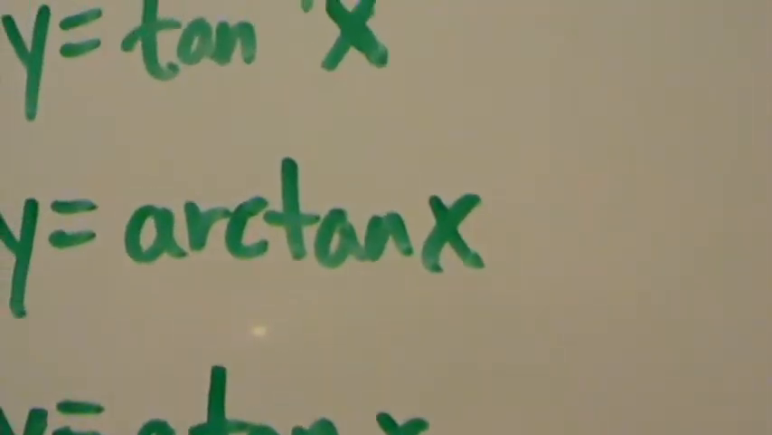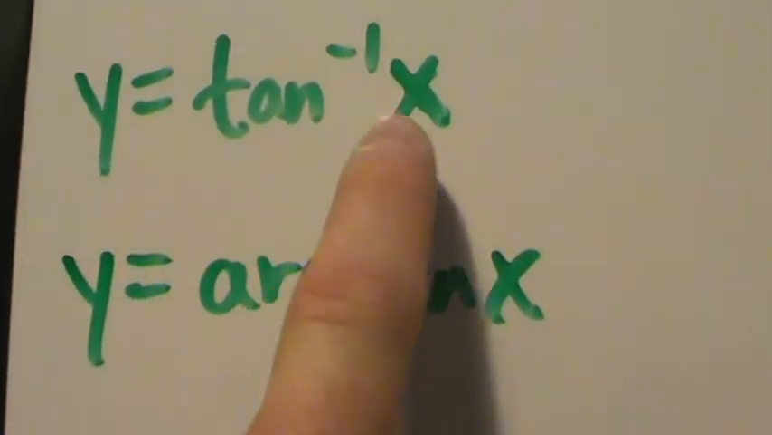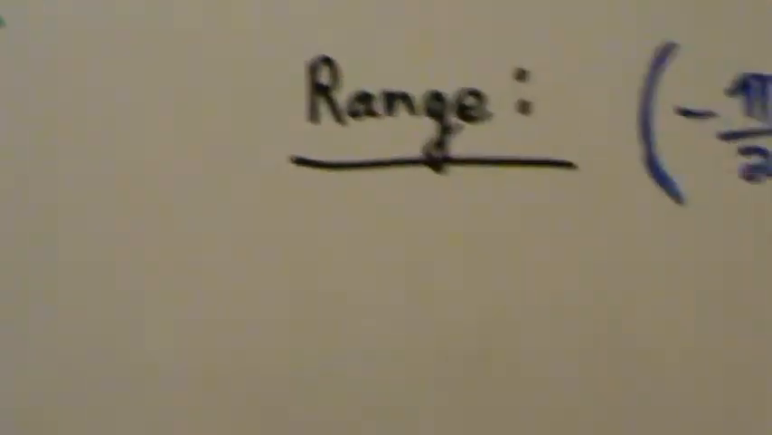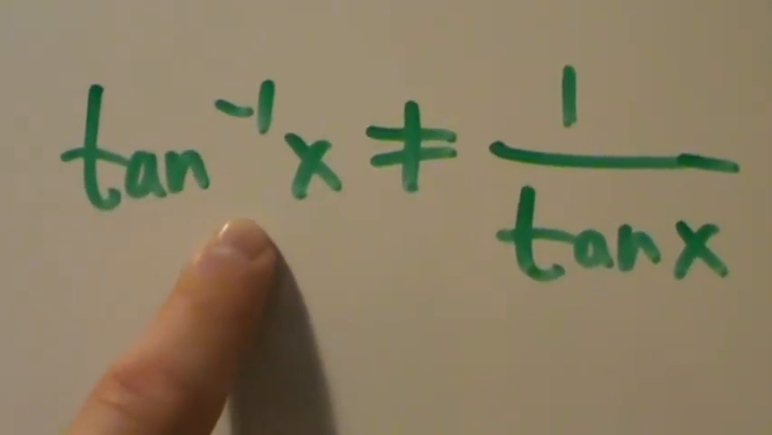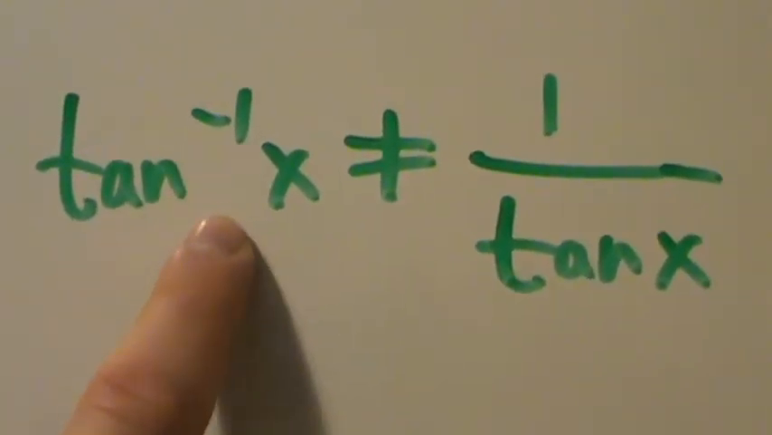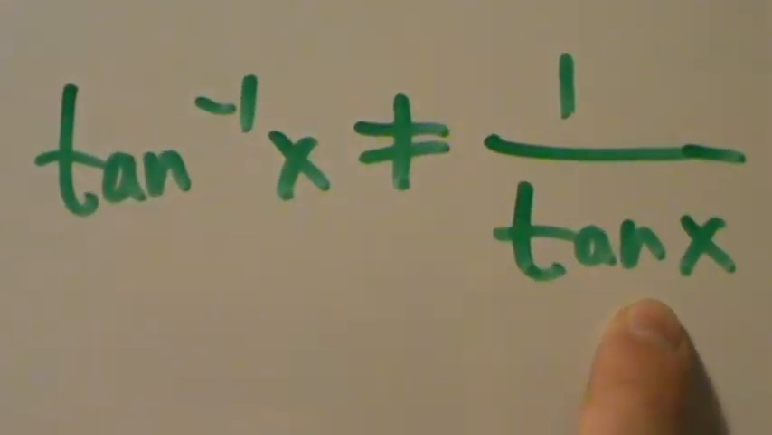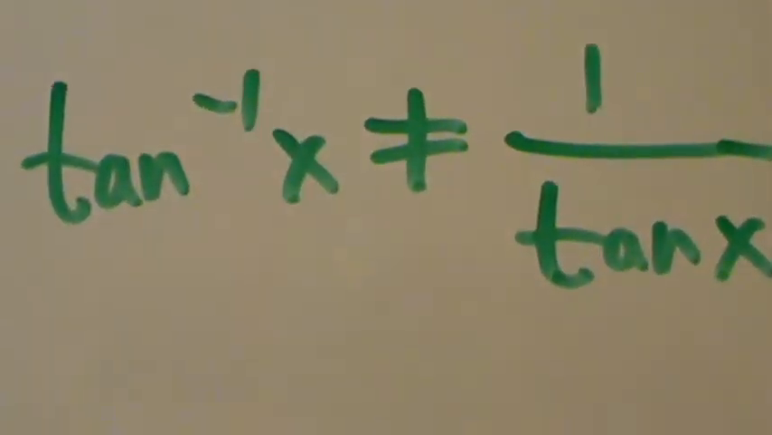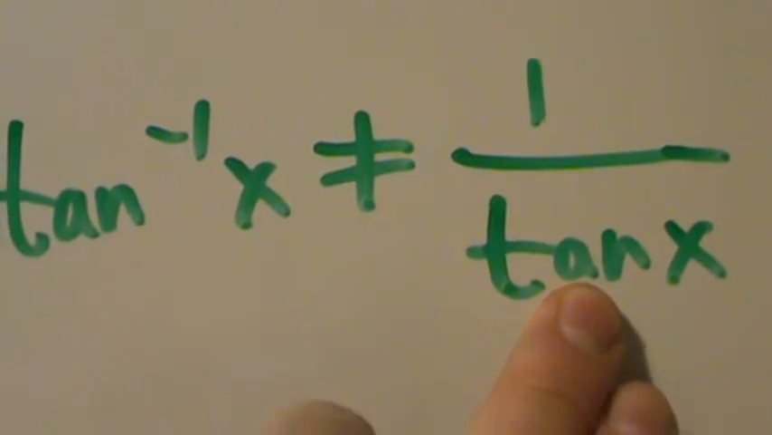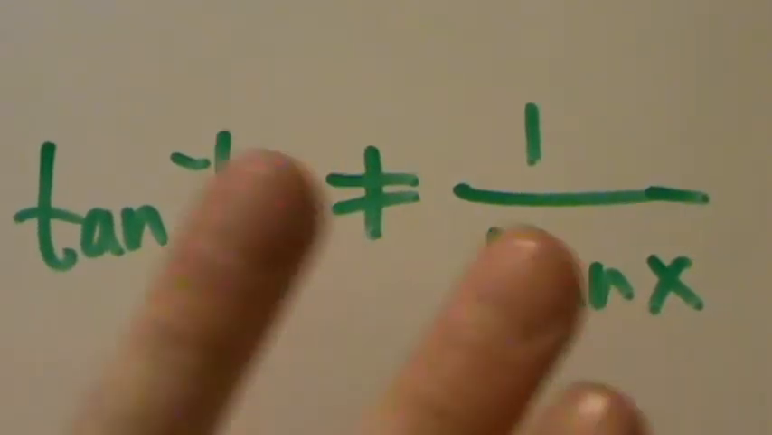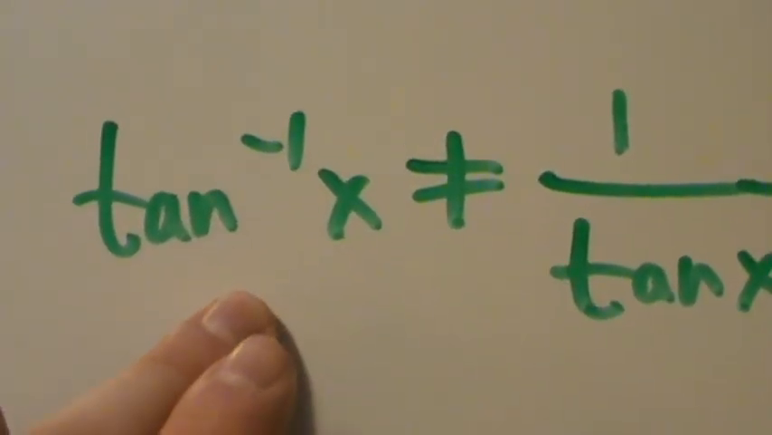Just some quick notes about the notation. So remember, y equals tangent inverse of x. This -1 in the exponent, we want to be very careful because it does not mean what it normally means for algebraic expressions. Inverse tangent of x is not the same thing as 1 over tangent of x. So usually this -1 in the exponent means do something like this, but for trig, it does not mean that. Be very careful about that. Inverse tangent of x is not the same thing as 1 over tangent of x. Okay, 1 over tangent of x, that's cotangent of x, and cotangent of x is not the same thing as the inverse tangent of x.